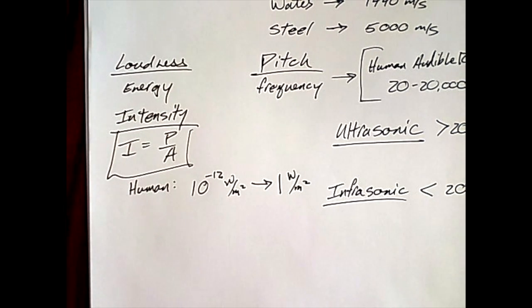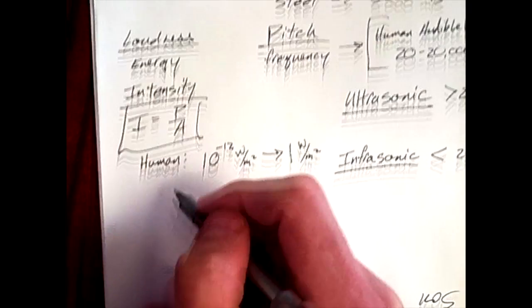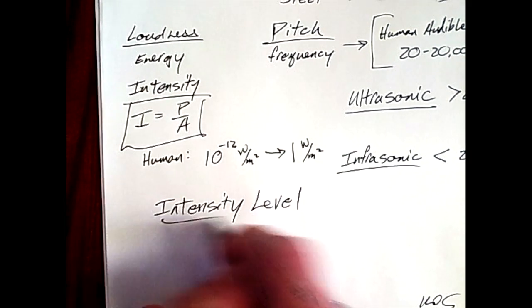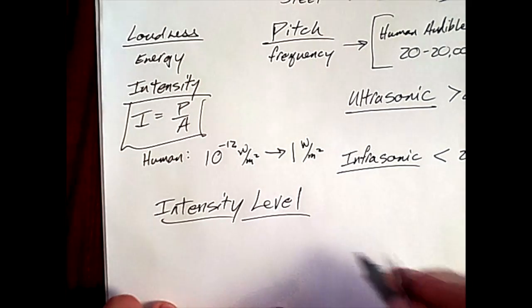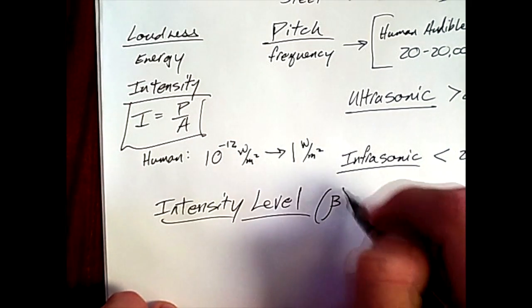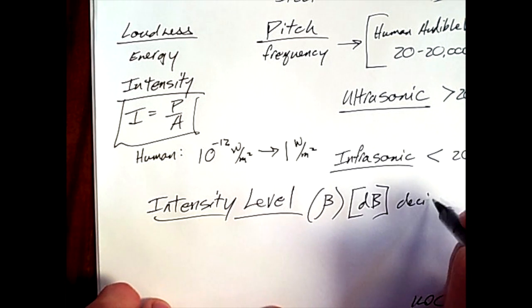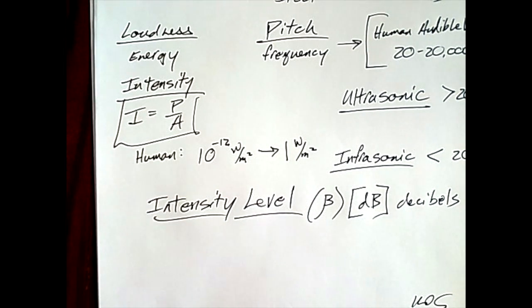So if intensity in watts per meter squared is the SI measurement of sound, decibels, which is a much more familiar scale, is a non-SI scale that is generated literally to make it more interpretable, right? This is called intensity level or sound level. Intensity level is given the symbol capital beta and is measured in decibels, lowercase d, capital B. Decibels. Intensity level is simply a conversion formula to make intensity a more understandable number.